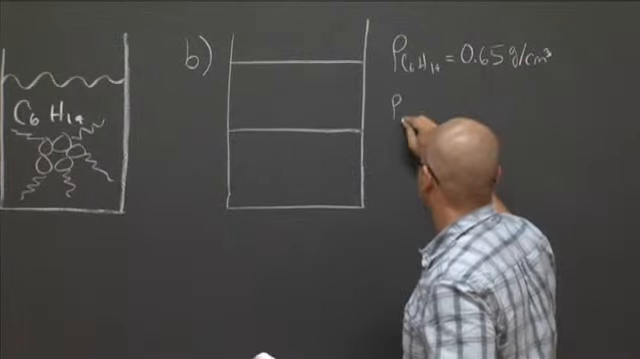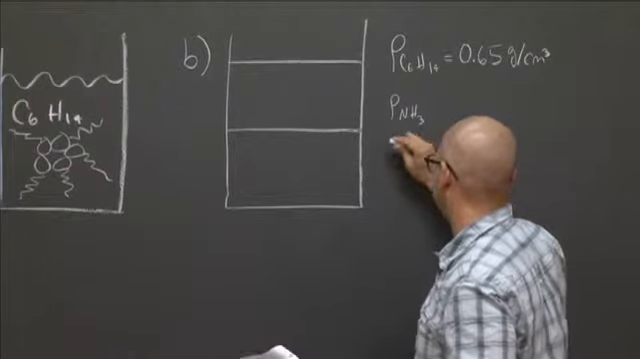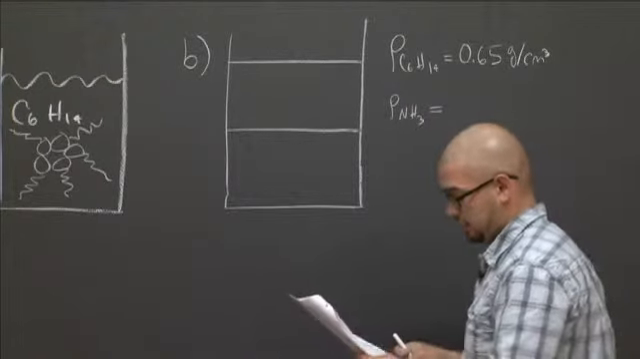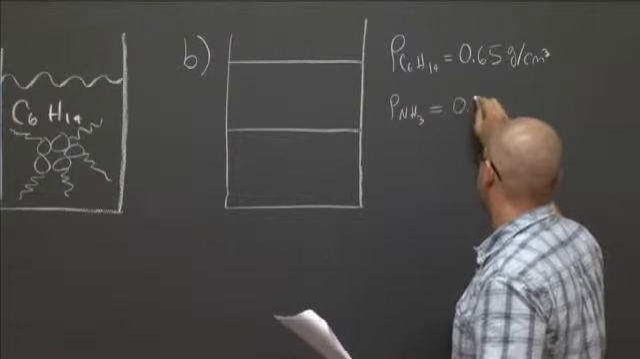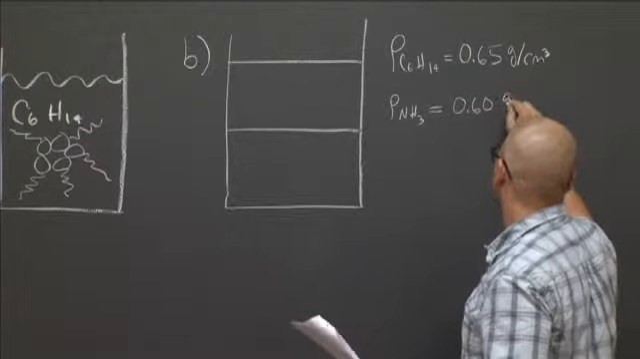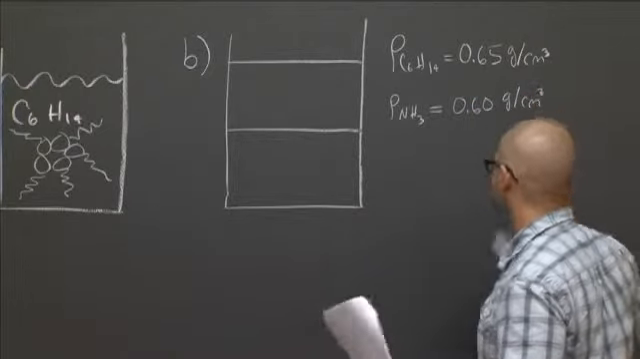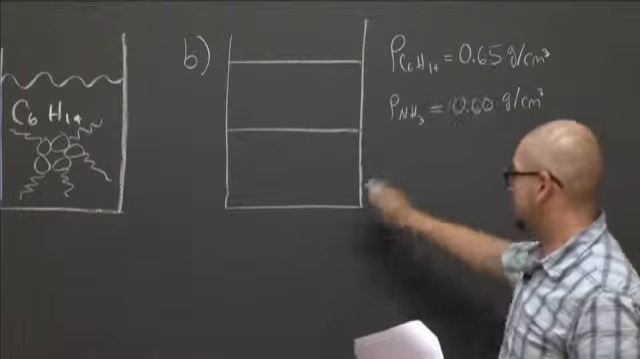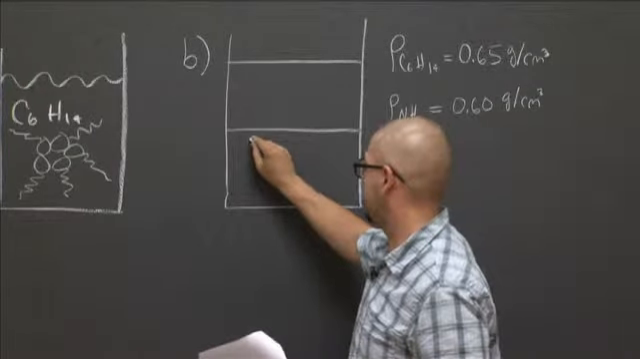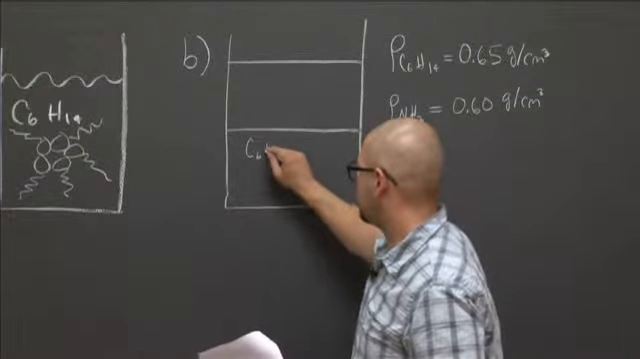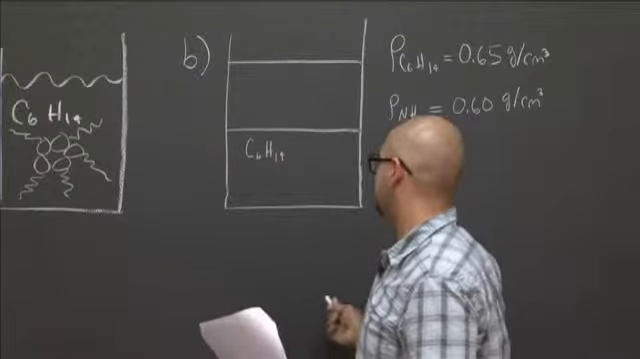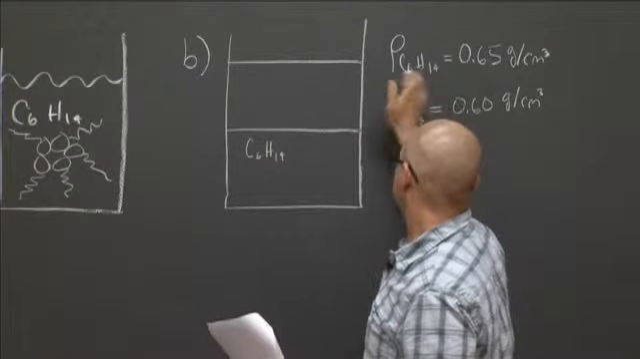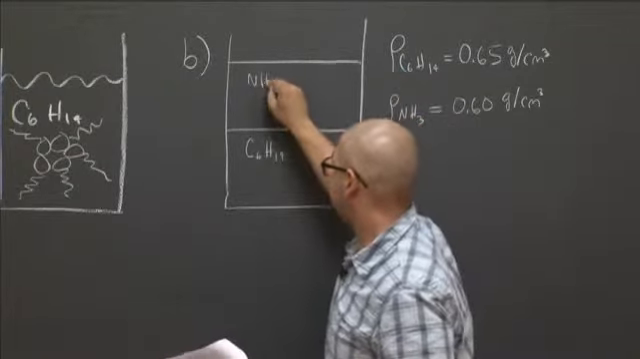And the density of liquid ammonia, which is NH3, is given as 0.60 grams per centimeter cubed. So I know that the hexane is going to be down here, so I'll go ahead and label this C6H14, and I'll label this as NH3.